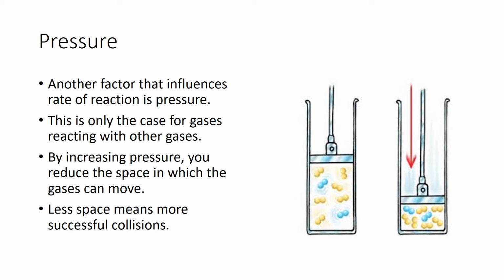So just to give you an example then, if you look at the diagram on the right, you'll see that on the left-hand diagram, there is more space for the particles. So the particles are moving around and they have a little bit more space, which means that they can bump around the container and not interact with one another. However, if you increase the pressure, so reduce the space in which those gases can move, suddenly there's no space for them to move about, and that means that collisions are far more likely.